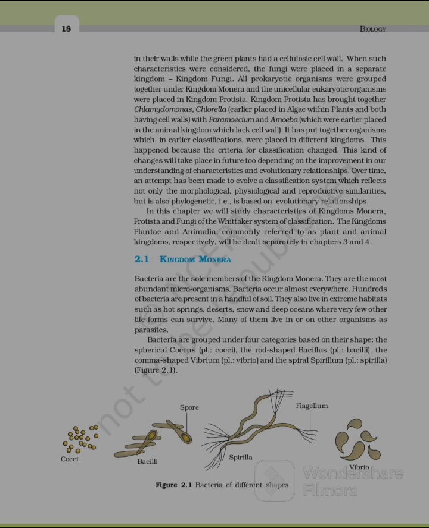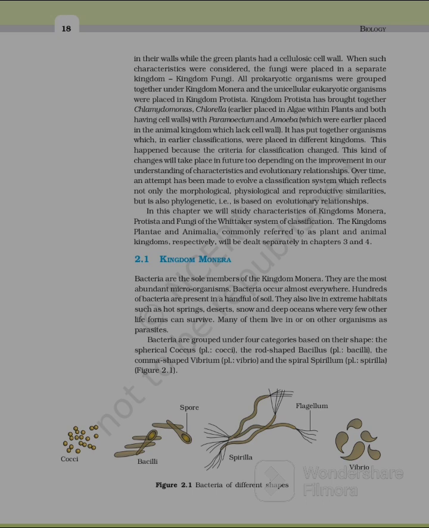All prokaryotic organisms were grouped together under kingdom Monera, and the unicellular eukaryotic organisms were placed in kingdom Protista. Kingdom Protista has brought together Chlamydomonas and Chlorella, which were earlier placed in algae within plants and both having cell walls, with Paramecium and Amoeba, which were earlier placed in the animal kingdom which lacked cell wall.